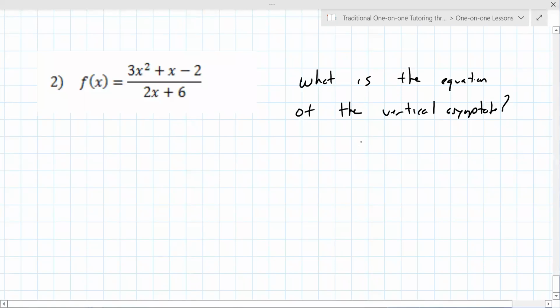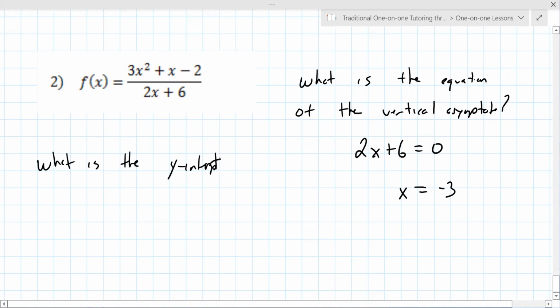Did you solve that for x? Oh yeah, it would be x equals -3. Very good. Okay. Now, what is the y-intercept? We didn't do this earlier, but what is the y-intercept? How do you figure that out? Don't you set the top equal to 0? So you actually set x equal to 0.